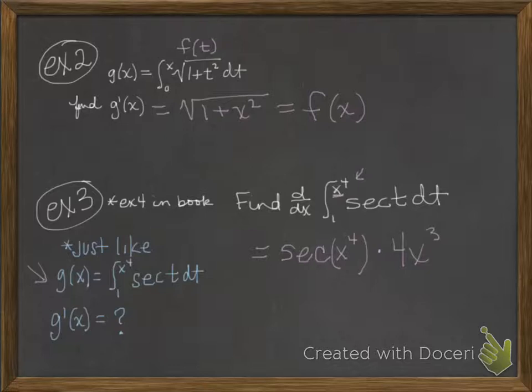Now, does it matter what your lower limit of integration is on these? Not really. So just worry about the upper limit where the x is. So 4x cubed secant x to the 4th is a prettier way to say that.